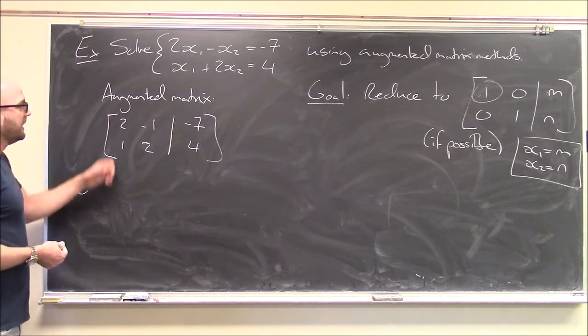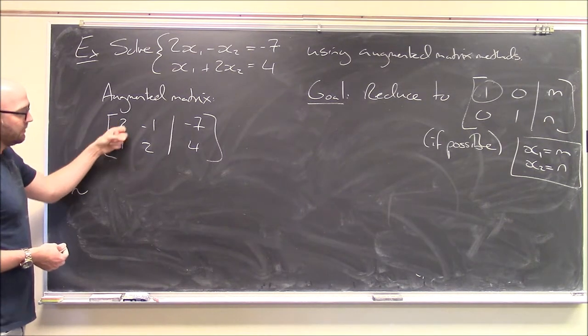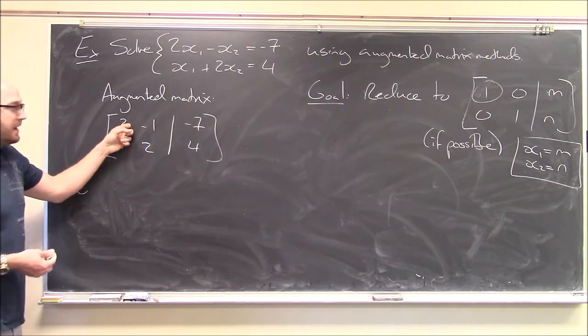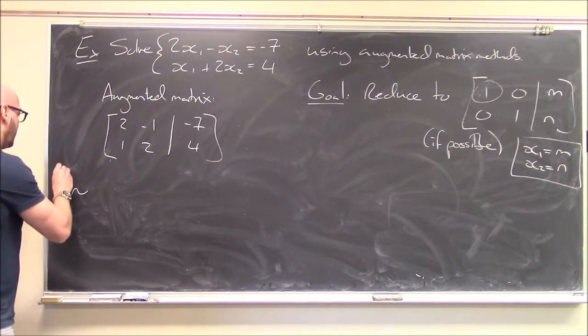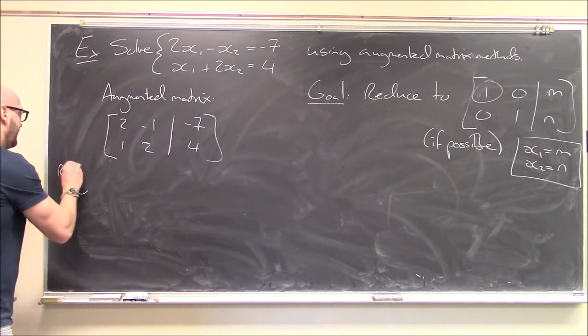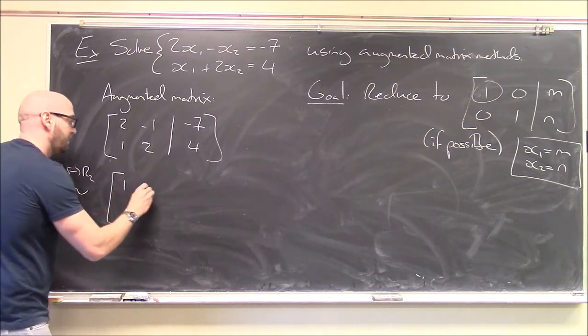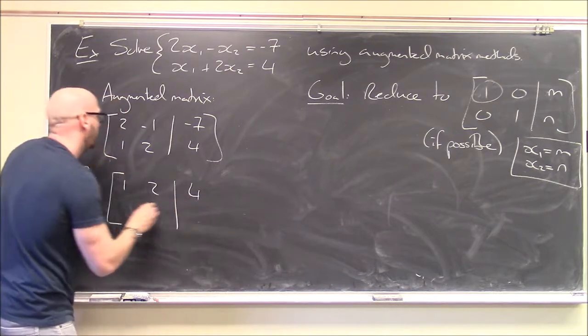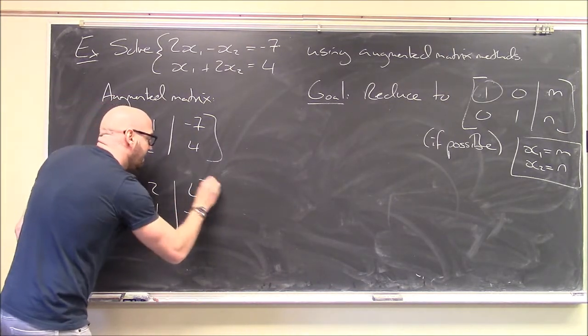So there's another way I could get a 1 up here. I could subtract the second row from the first one. That would put a 1 right there. But even easier, I can just interchange these two rows. So let's just do that. Let's interchange row 1 and row 2 here. So we'll have 1, 2, 4, 2, minus 1, minus 7.